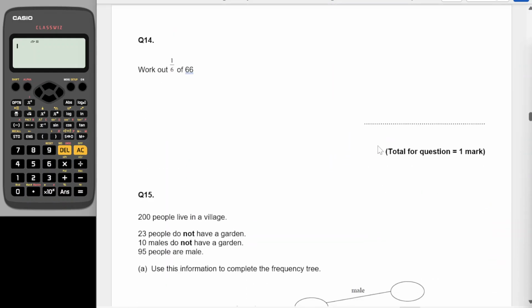Question 14, work out 1/6 of 66. So I'm going to do 1/6 times by 66. That's the same as 66 divided by 6, so 11.